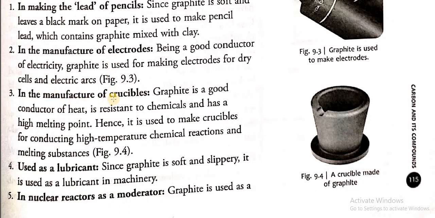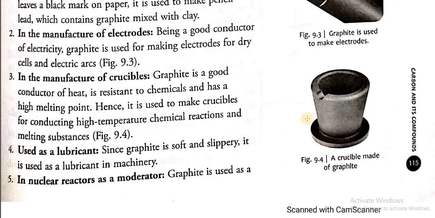Next, it is used in the manufacture of crucibles. Graphite is a good conductor of heat. It is resistant to chemicals and has a very high melting point. Hence it is used to make crucibles. That means a crucible is used for conducting high temperature chemical reactions and melting substances. So in this we can carry out a chemical reaction which takes place at a very high temperature and melt the substance.